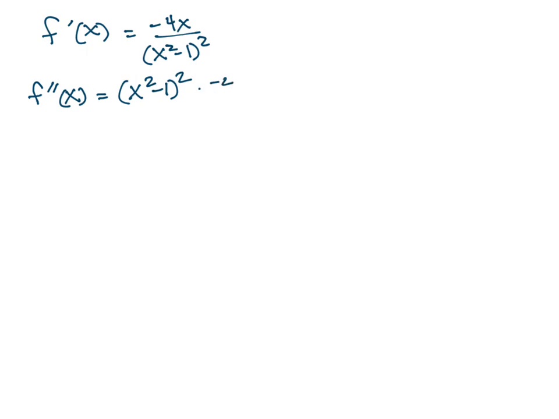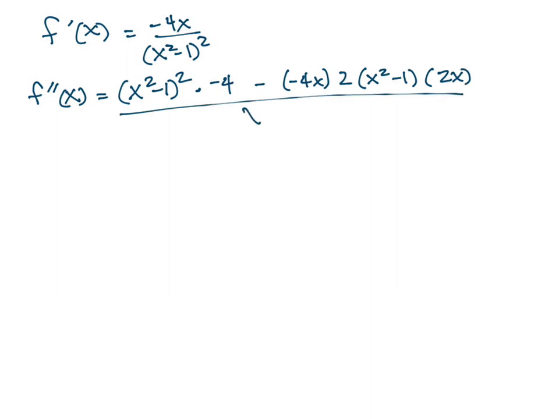Low d high minus high d low, a chain: 2 times x squared minus 1 to the first times 2x, all over the bottom squared.